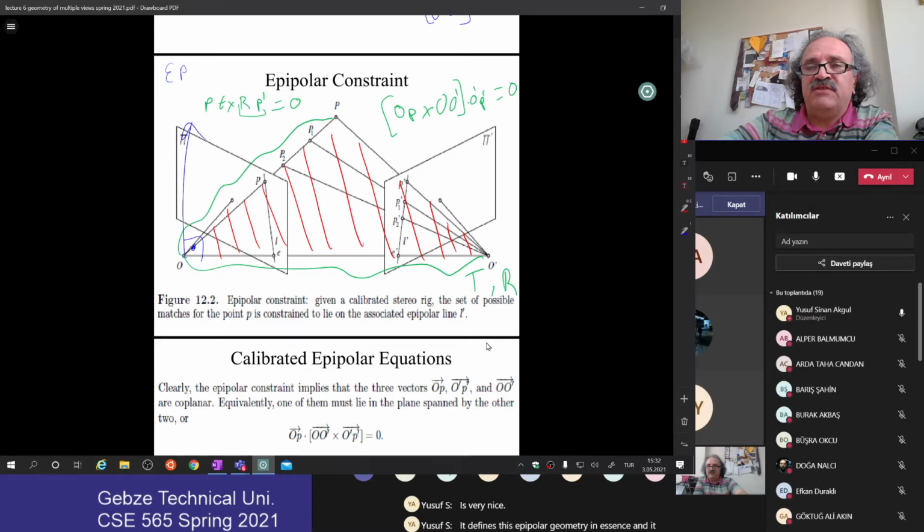So if I multiply this point P hat, which is in the camera coordinate system, with the matrix K, I would get the image coordinate system point P. And for P prime hat, again I would multiply it with K and I would get P prime. So how am I going to put these in there?